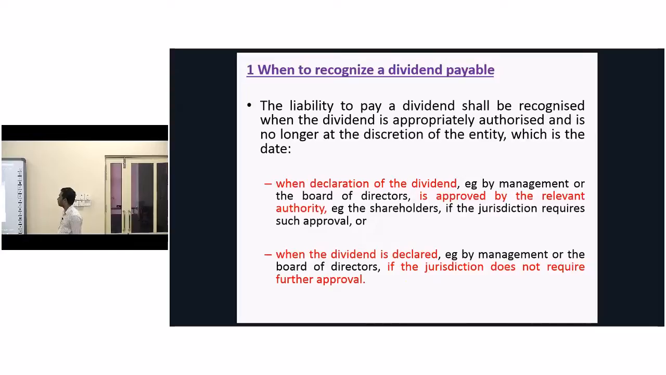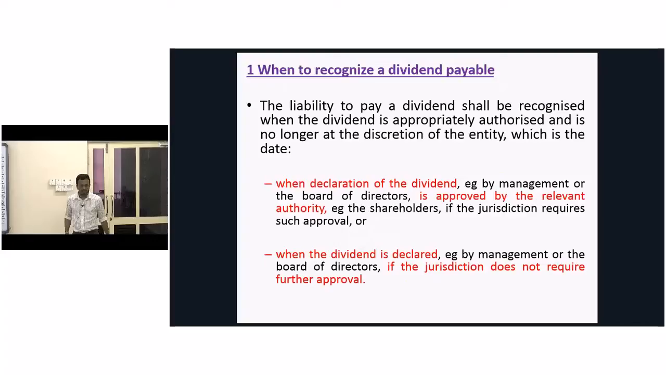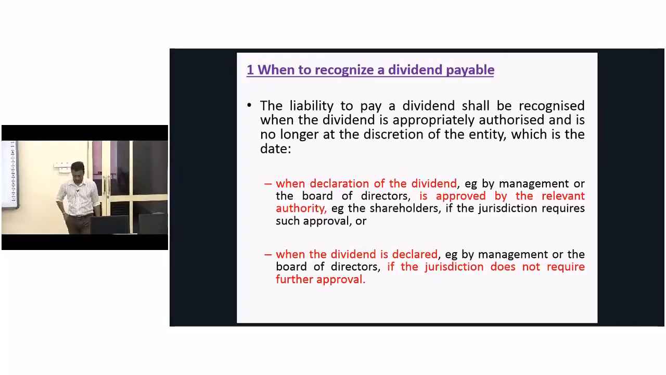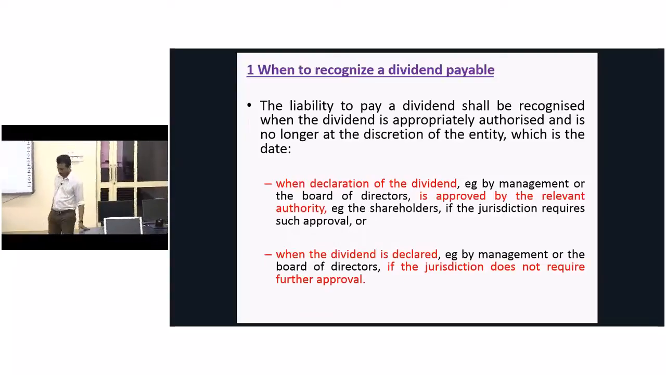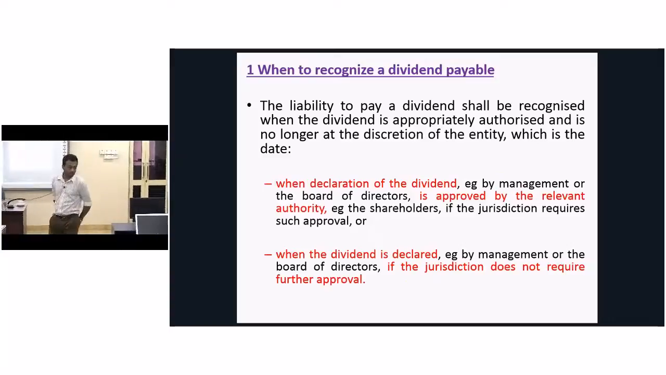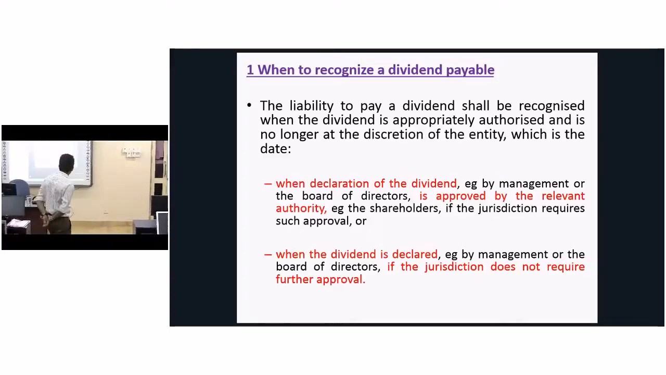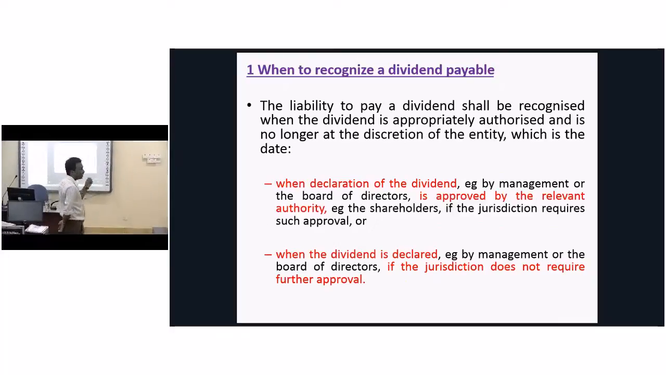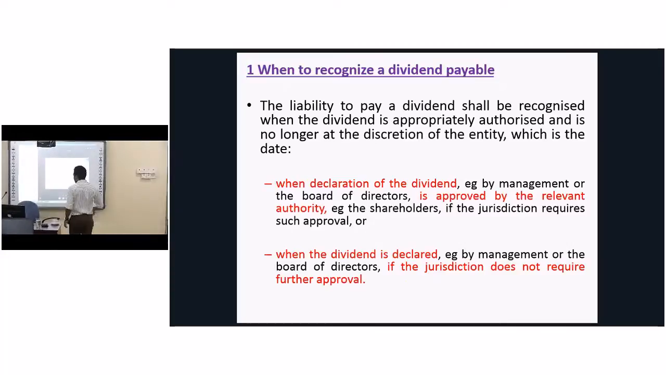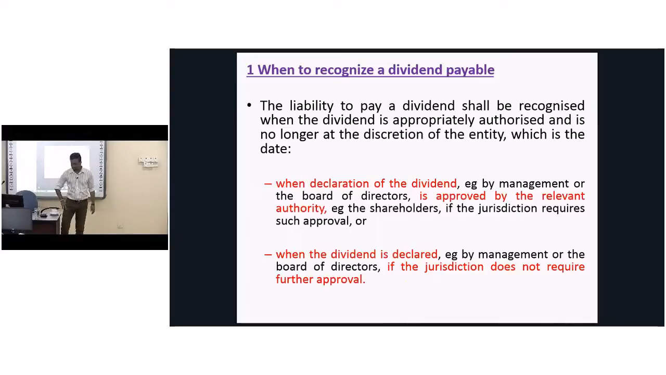Right, first question. When to recognize a dividend payable? Very clear. Already you have learned this from events after reporting date. I told you, if you can remember, a dividend is recognized as a liability when the confirmation is given for the dividend declaration. We recognize the dividend as a liability on the day the dividend payment is confirmed.